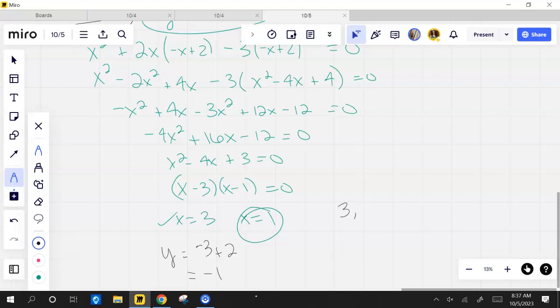So the normal line intersects the graph at 3, negative 1, and 1, 1. Please, for the love of everything, tell me that's what they got. Yes, they did. 3, -1. Yes, they did.